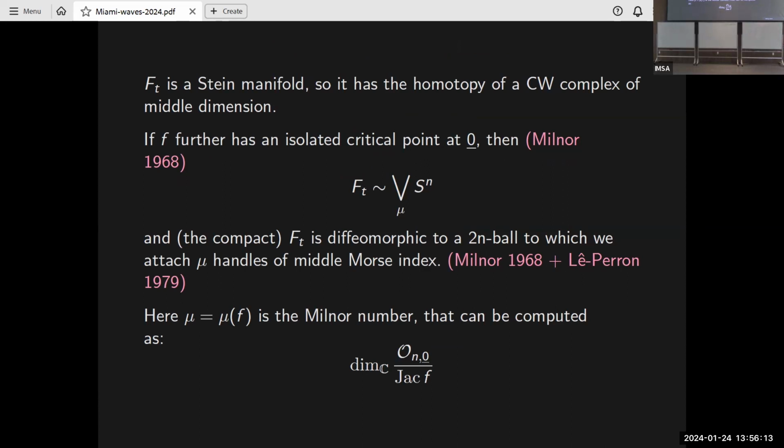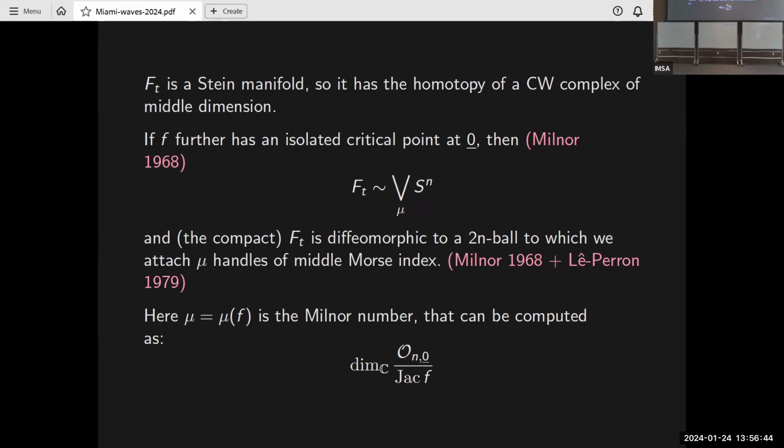So it automatically has the homotopy type of a complex of the right dimension. That's for free. But now, if F has an isolated critical point, then Milnor proved in his famous book in the late 60s that it has the homotopy type of a wedge of spheres of middle dimension. In the context here, this has complex dimension n, real dimension 2n. And it has the homotopy type of a bouquet of spheres of middle dimension. How many? A certain positive number. That number is called the Milnor number.